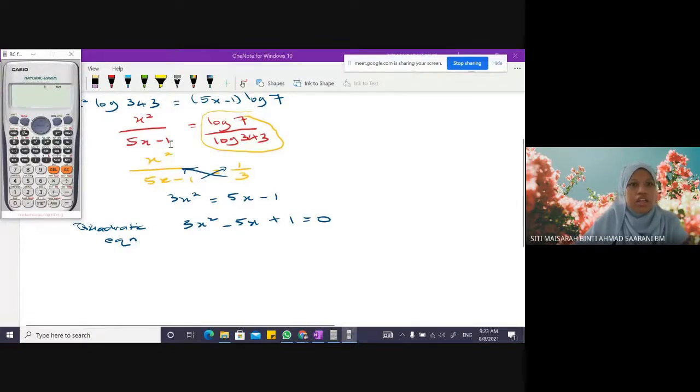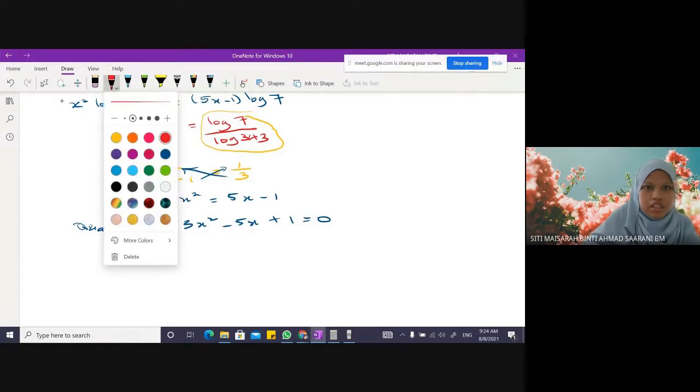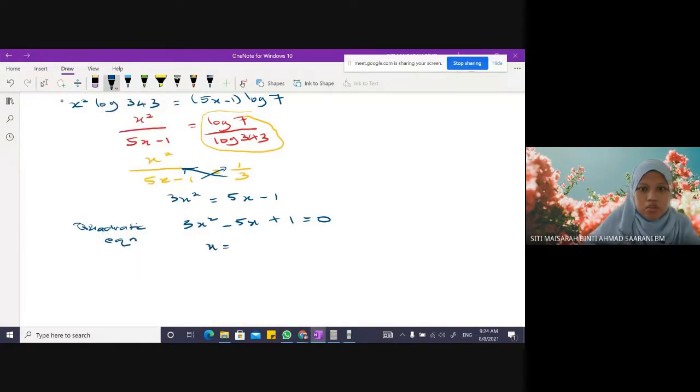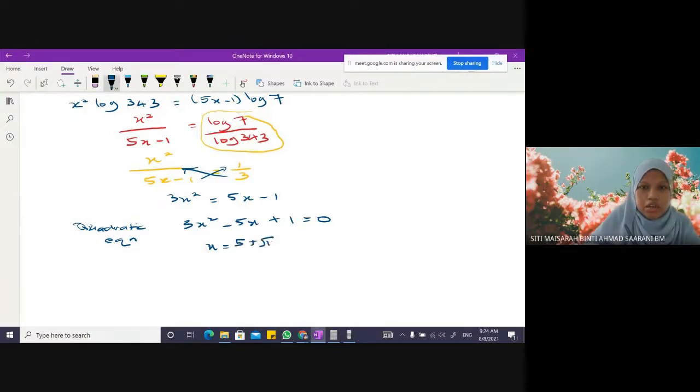Okay, sorry. We have a quadratic equation here, 3x squared minus 5x plus 1 is equal to 0. Now we want to factorize it. Actually this can be solved because b squared minus 4ac is more than 0. So we choose equation, a is 3, then negative 5, and then 1. So x equals 5 plus 13 over 6, and another one is 5 minus 13 over 6.